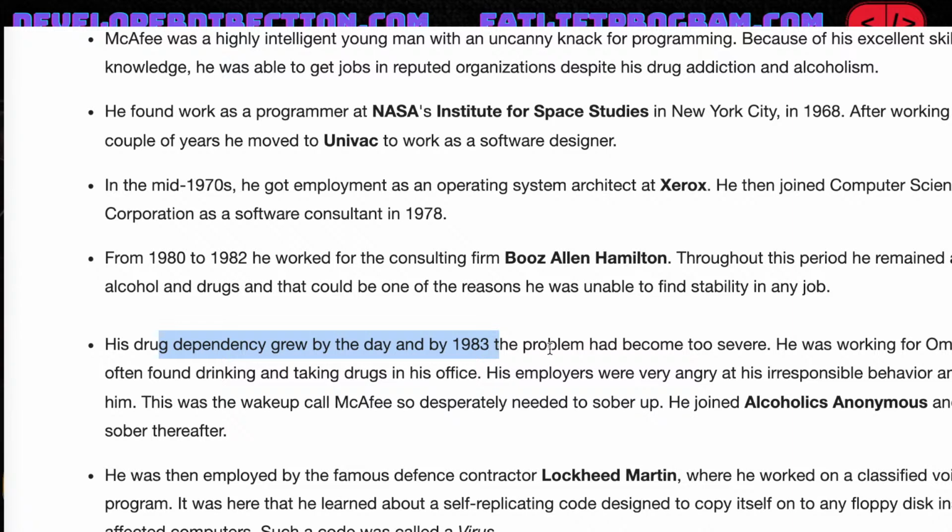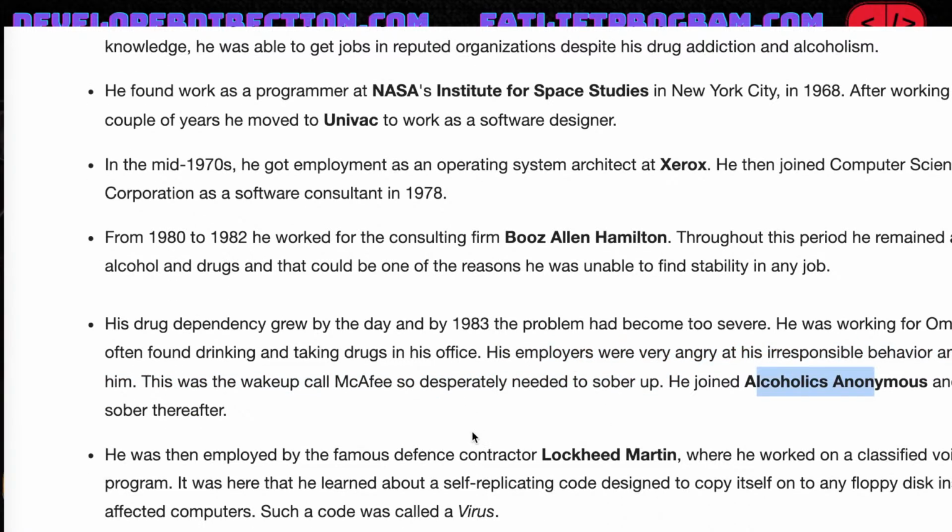1983, the problem had become too severe. He was working for Omex and was often found drinking and taking drugs in his office. His employees were very angry at his irresponsible behavior, and they fired him. This was the wake-up call McAfee so desperately needed to sober up. He joined AA and became sober thereafter.